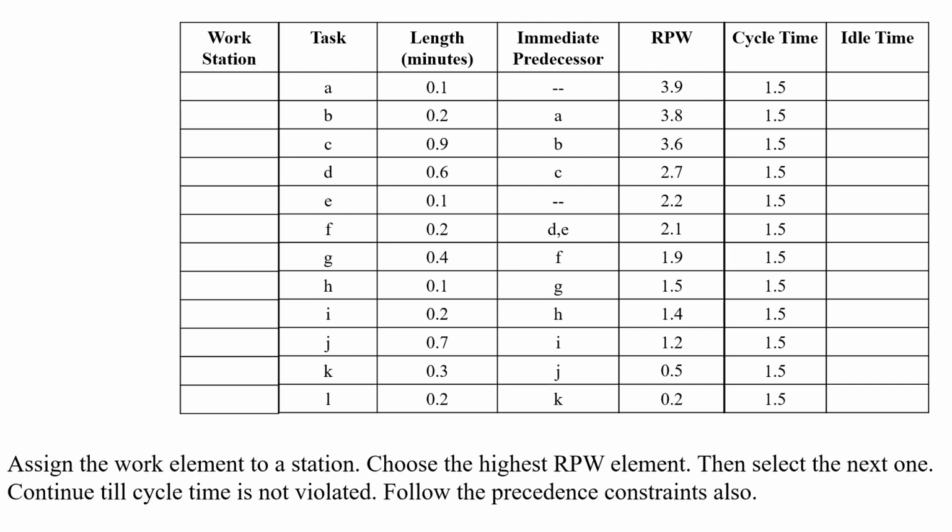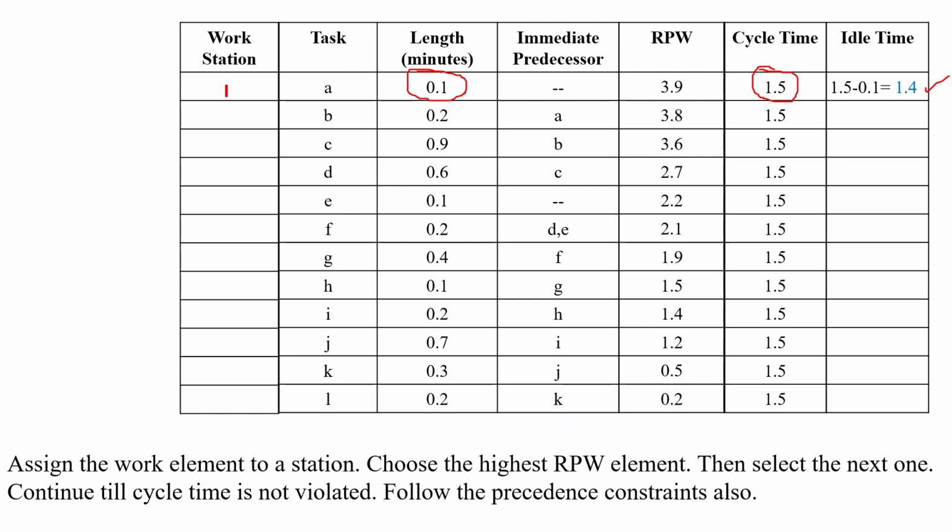For this, draw the tabular column like this. First one is the workstation, next the column for task and processing time, then RPW value, cycle time and the idle time. So I have to write down this tabular column. First I start with station 1. In station 1, first you add the task A, with a processing time of 0.1 and cycle time of 1.5. After adding the first task in station 1, the idle time will become the cycle time minus its processing time, that is 1.4.